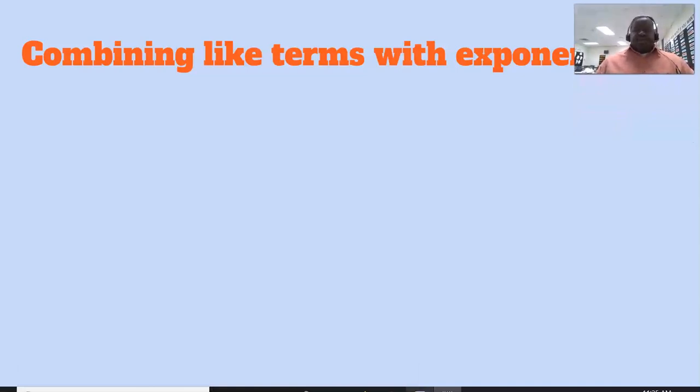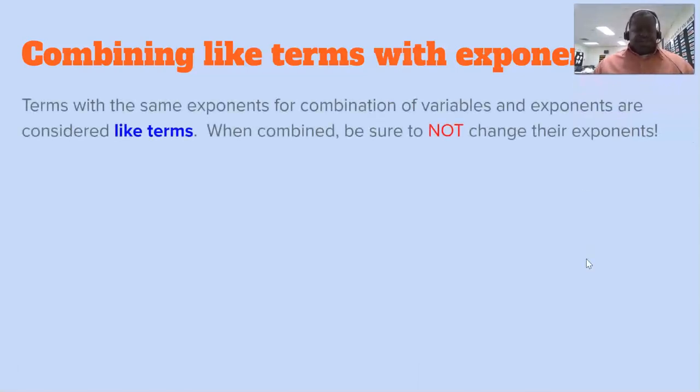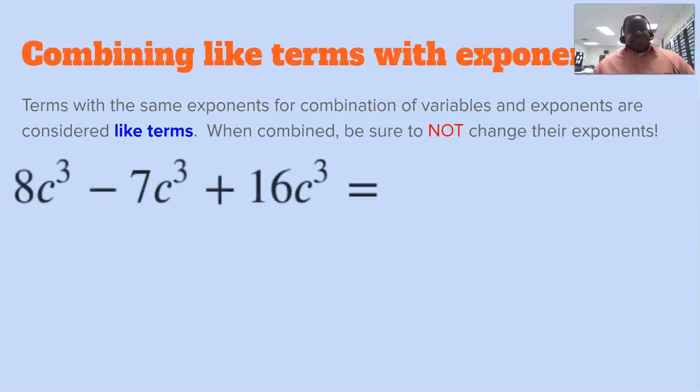All right, so the rule here is terms with the same exponents for a combination of variables and exponents are considered like terms. When combined, be sure not to change their exponents. So what do we mean? Let's look at an example. We have 8c cubed minus 7c cubed plus 16c cubed. All of those are c to the third power. So they're the same last name.